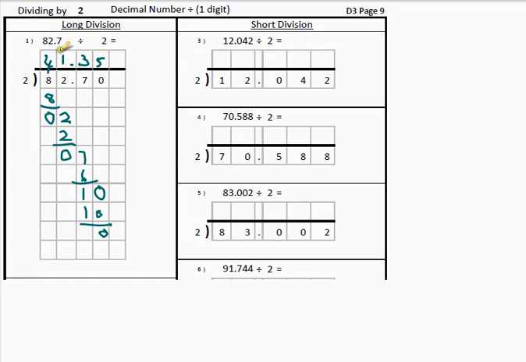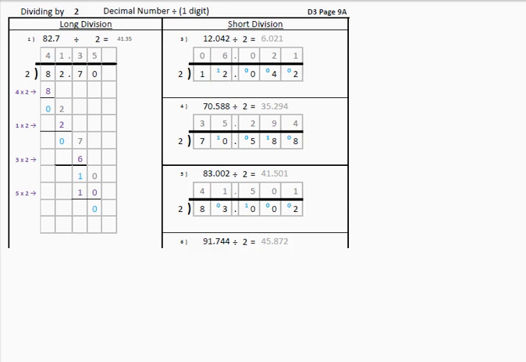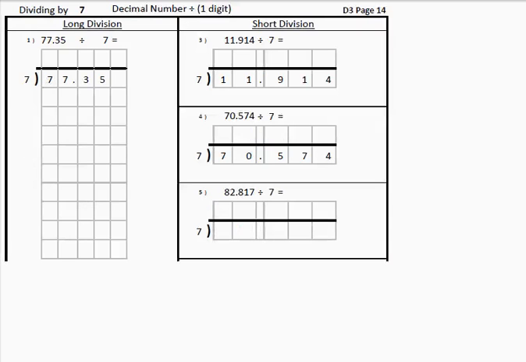The answer here is 41.35. Okay? Now you try to do these divisions. It is simple, short division. By now you should do it. You just line up your decimal point, okay? Okay, pause the video then. There you go, there's the answers. Please check them. Pause the video to check.